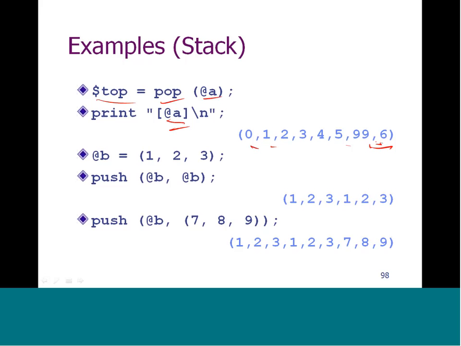And then we define another array variable called @B, and it is assigned 1, 2, and 3. Then we do a push @B, I mean @B to @B. That means you concatenate it at least 2 times, so we get 1, 2, 3, 1, 2, 3. Now if we push another array 7, 8, 9, all these constructs are lost, and it is basically a longer array now: 1, 2, 3, 1, 2, 3, and 7, 8, 9.